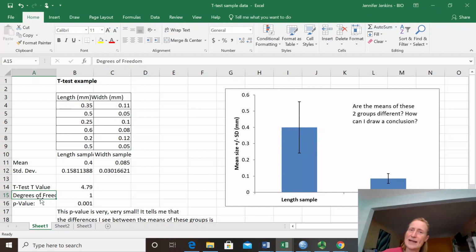So for this particular study, I'm pretty happy. I can say pretty confidently that because the t-value is big and the p-value is so small, less than 0.05, that these two groups, length and width, are significantly different from each other. The means are different from each other. And you'll have to do that with some data that you collect in lab for exercise 3.